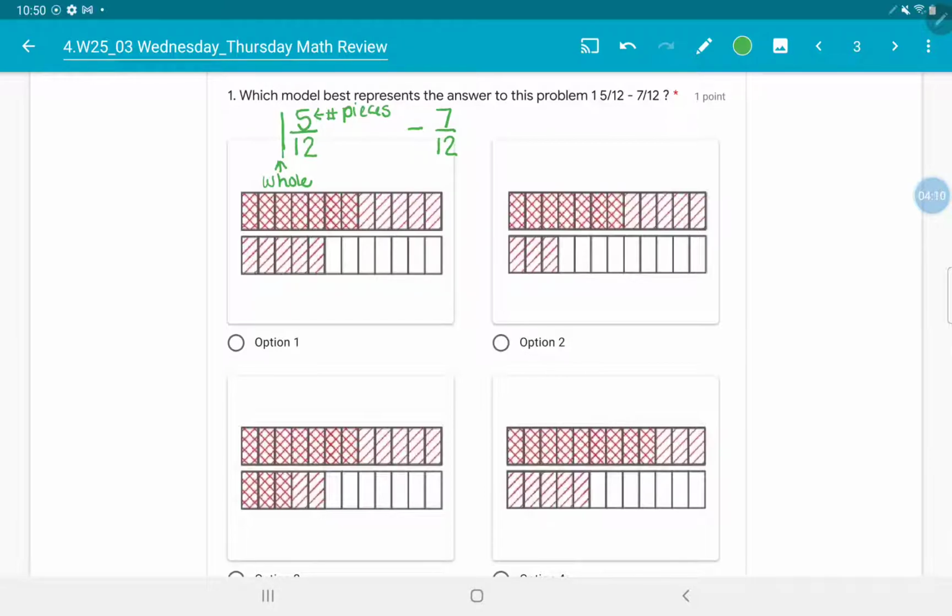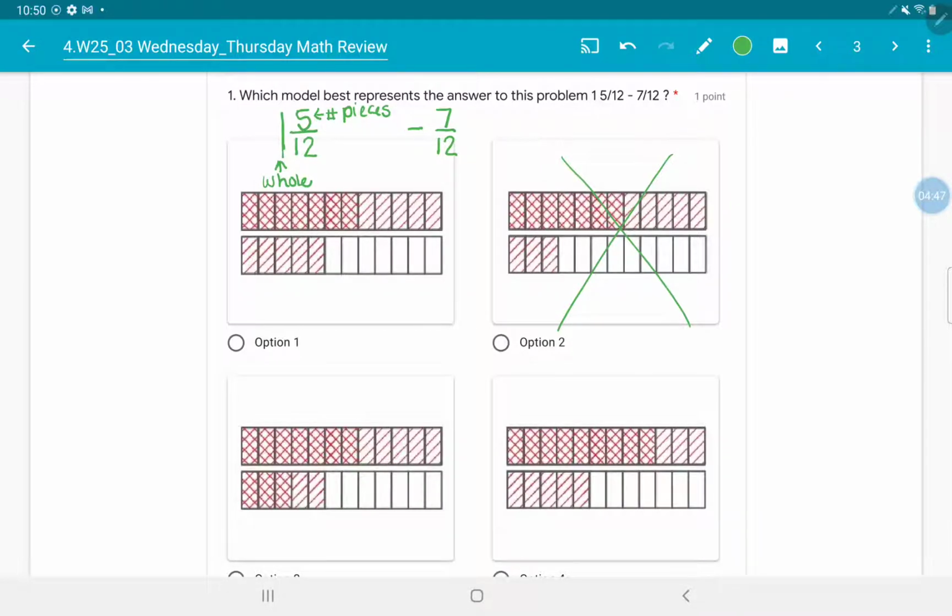What's the total amount that we're starting with in this problem? 1 whole and 5/12. 1 5/12. So let's look and see which ones of our options we can eliminate automatically. Does option 1 show 1 whole and 5/12? Yes. So it could be option 1 maybe. Does option 2 show 1 whole and 5/12? No, it only has 1 3/12 shaded. So we can eliminate option 2. How about option 3?